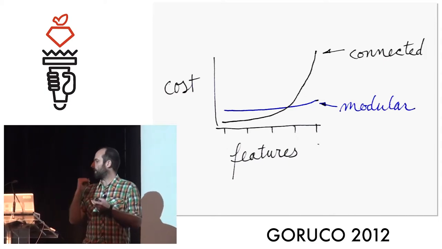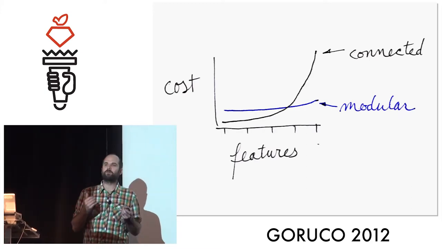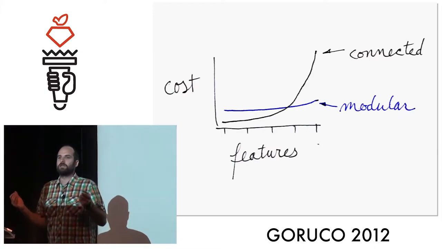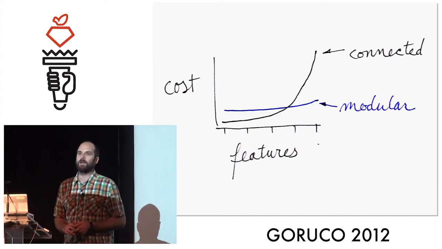So the question then becomes for me, how do we move to a modular architecture? What does a modular design for a Rails application look like?